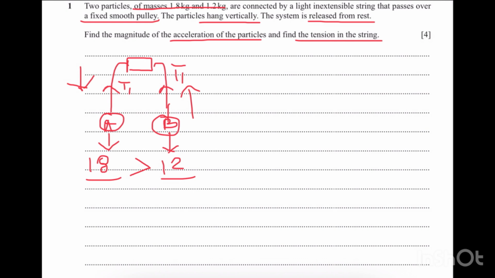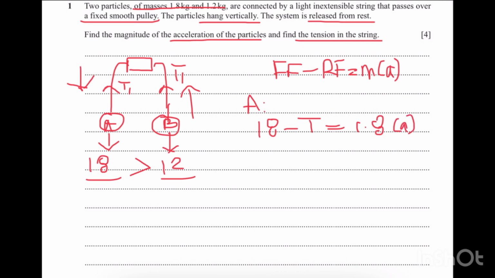So in order to find the acceleration and tension, we will use the forces formula, which is that forward force minus resistive force is equal to the mass multiplied by the acceleration. So we will look at it in terms of the individual particles. For particle 1, which is particle A, the forward force is the weight, which is 18, but the resistive force is the tension in the string. So you will write that as T. Then the mass is 1.8 and then the acceleration is a.